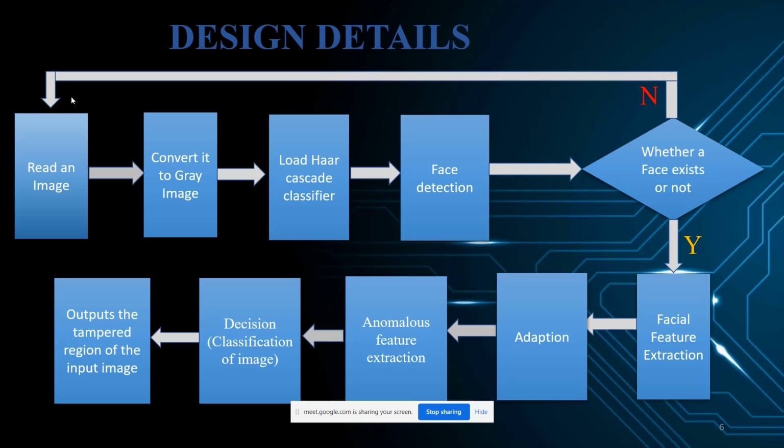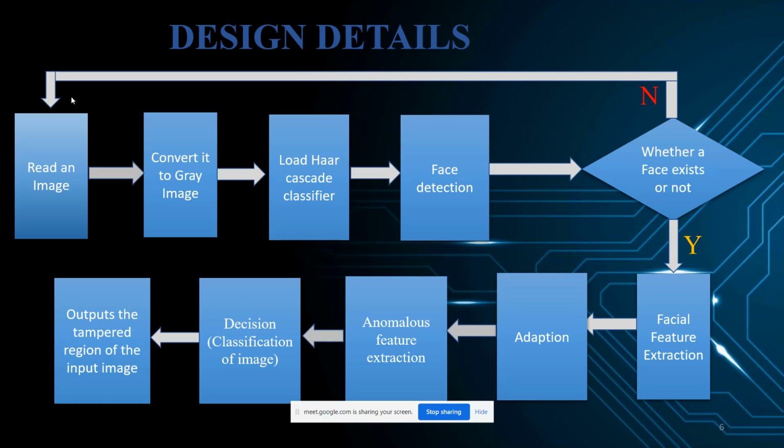The local anomaly detection network is divided into three stages, namely adaptation, anomalous feature extraction, and decision or the classifier. In adaptation, the extracted features are processed for manipulation trace detection so as to be used for anomaly detection. Next is the anomalous feature extraction, which extracts the anomalous features. Lastly, the classifier or the decision, which classifies whether a pixel is forged or not.